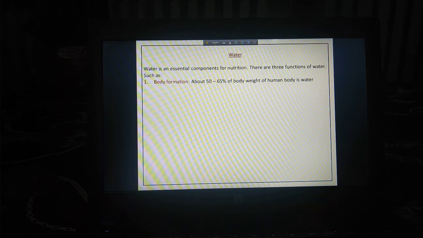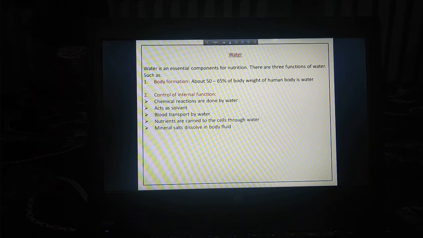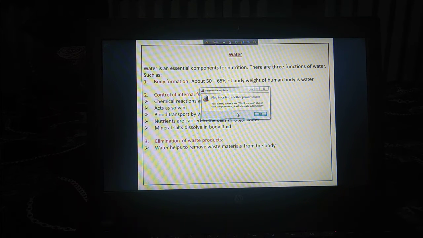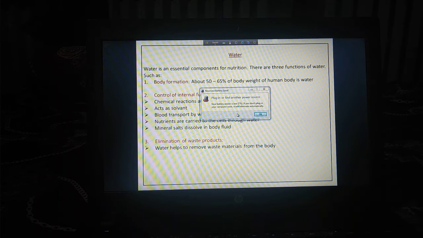So first, on body formation, about 50 to 65% of the body weight of the human body is made of water. Control of internal function, chemical reaction are done by water, act as solvent, blood transport by water, nutrients are carried to the cell through water, mineral salt dissolved in body fluid, elimination of waste products. Water helps to remove waste materials from the body.